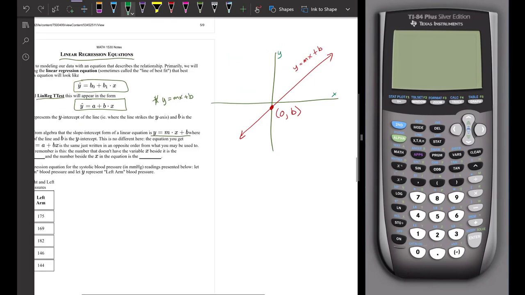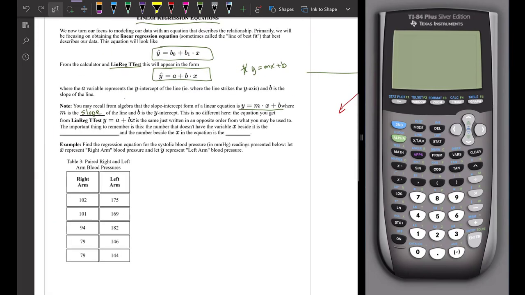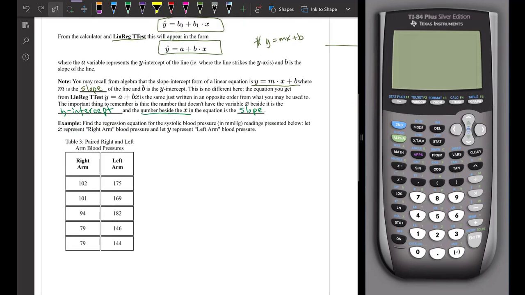Well, that's basically what we're looking at right here. You're looking at the exact same idea that you had in algebra. It just is in a different form. But no matter what representation you see, the important thing to remember here is this: the number that doesn't have the variable x beside it, that's always going to be your y-intercept. And then the number that is beside the x, that's always going to represent your slope. So regardless of what order you see it in, whether it's the one that's in the calculator or the mx plus b form that you're used to, it's all going to boil down to the exact same thing.